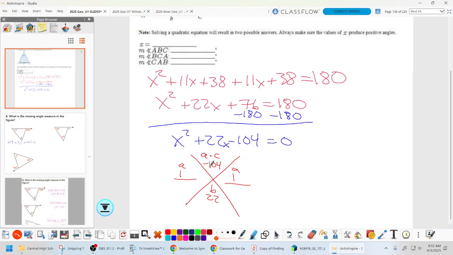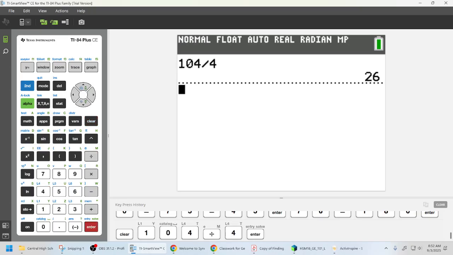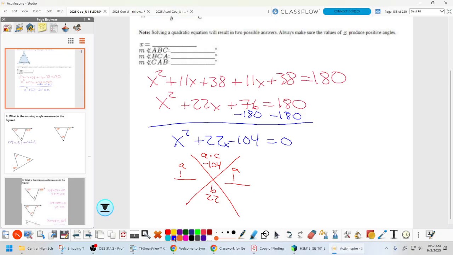So they've probably got to be kind of close together, right? Now, if they're not, then we're going to have to do this a different way, like quadratic formula. So factors of 104. There are not a lot of them. I'm just going to try 4, and I get 26. Does 4 and 26 make 22? Yeah. Okay, so that was kind of a good guess right away. So we have 4 and 26. Which one of those needs to be negative? Because we have to make negative 104. The 4 does. Good.